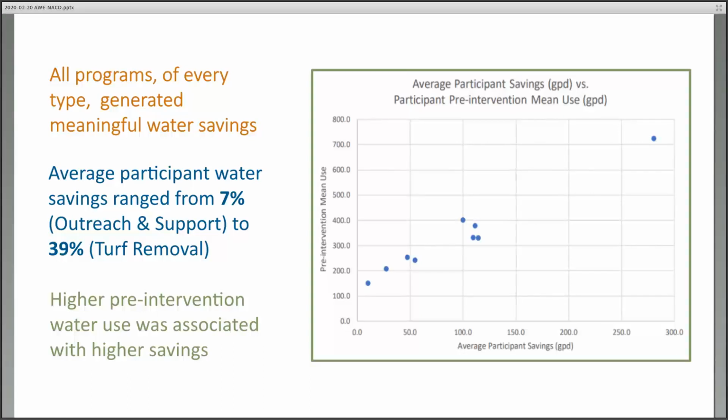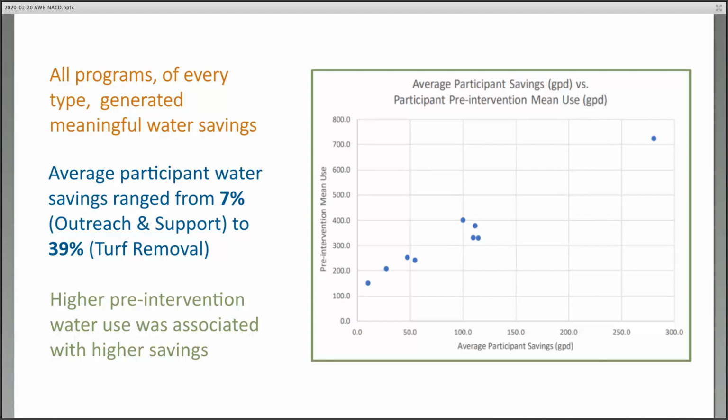And interestingly, all programs generated meaningful water savings. Even the free mulch program had savings. The average had a pretty big range, 7% to 39%. So outreach and support garnered on average 7% savings, where turf removal programs averaged 39% savings. So that's a very large reduction in a homeowner's water use throughout a year.